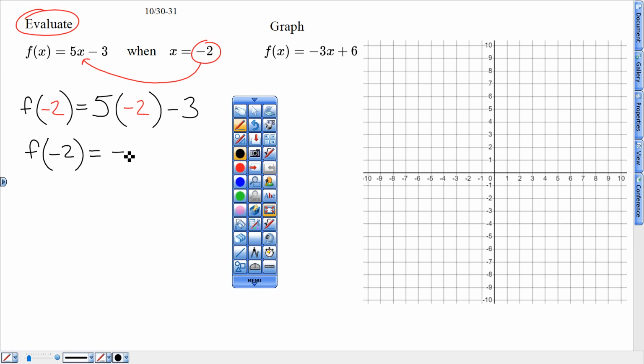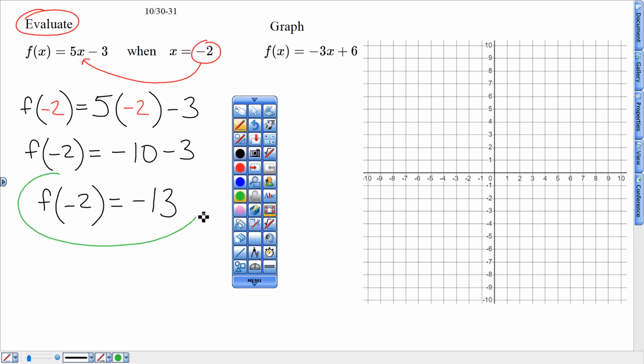That gives me -10. And then that -10, take away that 3, tells me that the value when X is -2, the Y value is -13. That's what they're looking for. Can you plug in -2 for X and get the Y number spit out when you plug that in?